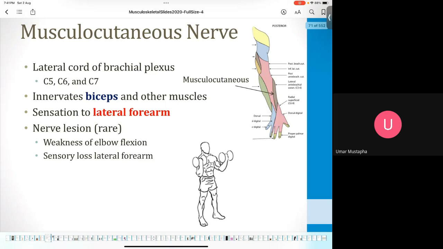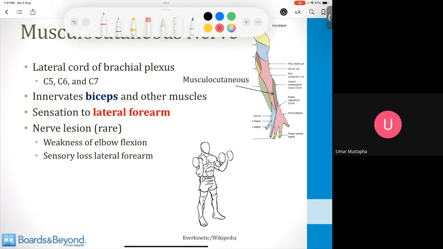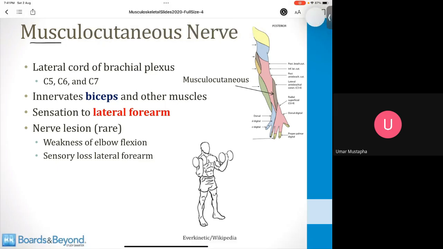The next nerve which we are going to discuss is the musculocutaneous nerve. As the name indicates, musculo means it supplies certain muscles, and cutaneous means it also supplies the skin, that is, sensory supply. So this nerve has both a muscular portion and a sensory portion. Really important: it's going to supply the bicep muscle. What's the function of biceps? Really, really important.